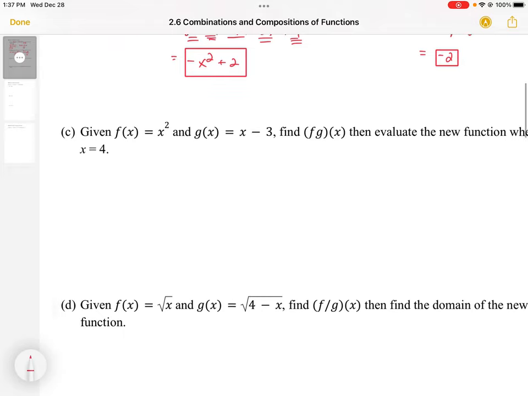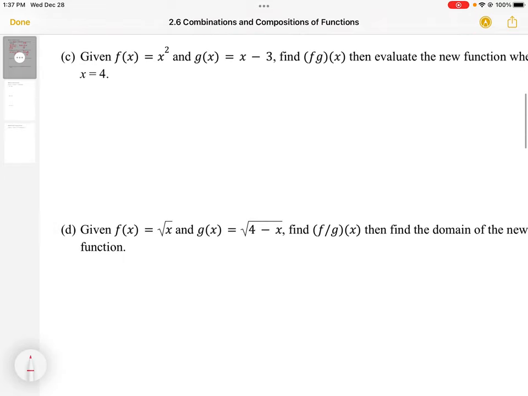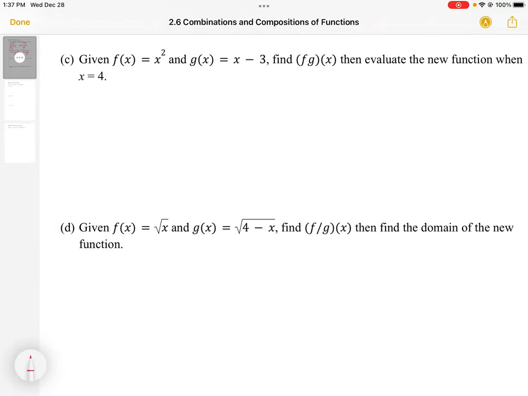Okay, let's look at our third example. Here we have a product of two functions. Given f of x is equal to x squared and g of x is equal to x minus 3, find (f times g) of x, then evaluate the new function. So that's the same thing as saying f of x times g of x. And I'm going to substitute my functions in, so that's x squared times x minus 3.